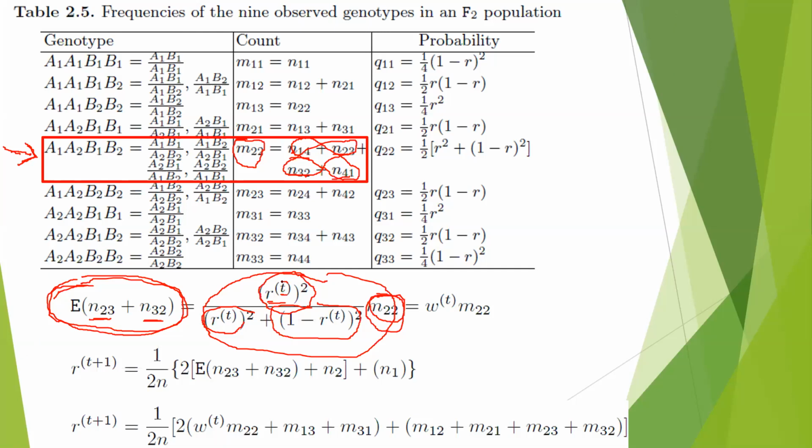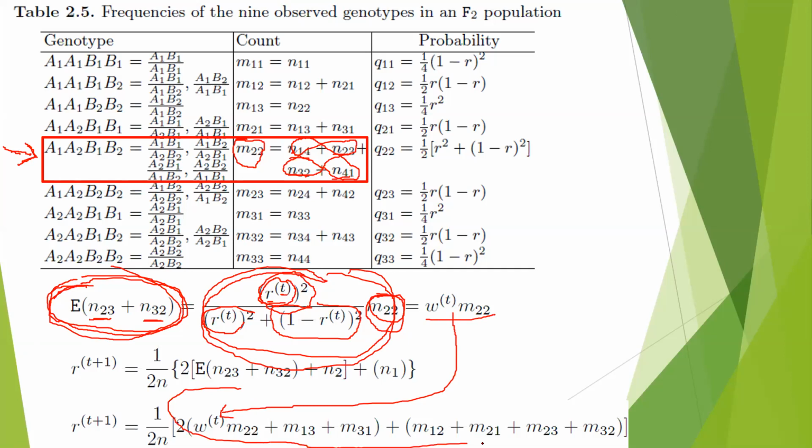So at time t, you have a realized value for R, and you use this formula to calculate the expectation for this category, which is equal to this, and then you use this in this formula. The formula on the right-hand side is a function of R at time t, but you use it to express R at time t plus 1. So you can update R based on the new data.